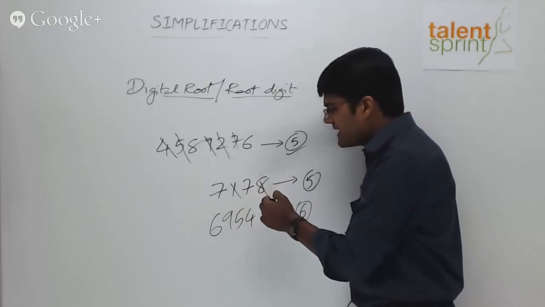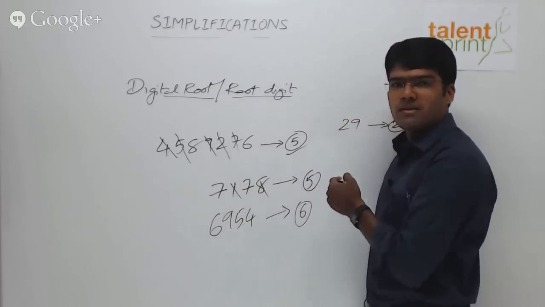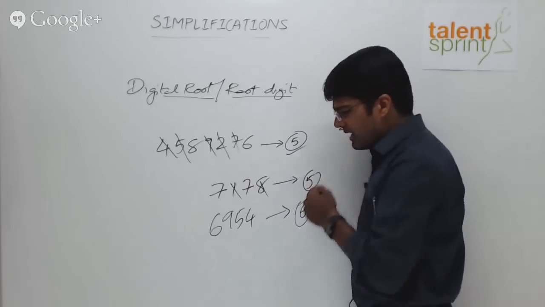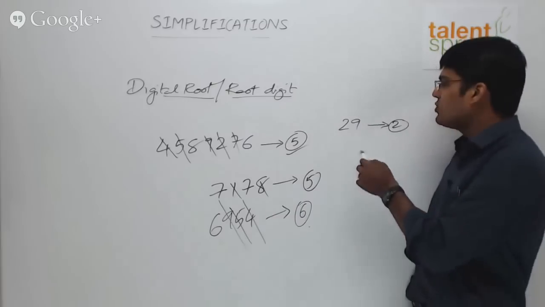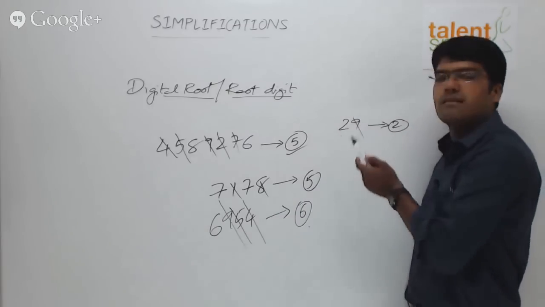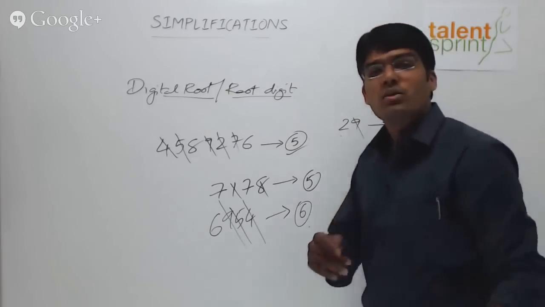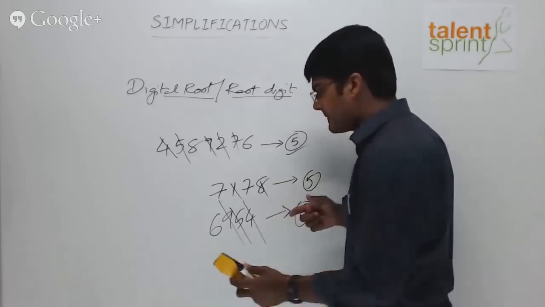Likewise, the other numbers. Here you see 1 and 8 gets cancelled. 7 and 7, 14. 14 is what? 5. Root digit is 5. 1 plus 4, 5. Here 6, 9, 5, 4. 5, 4, 9 gets cancelled. 6 is the root digit. Look at this one. 2, 9, 29. 9 gets cancelled. 2 itself is the root digit. So this is how you can calculate the root digit faster, right?